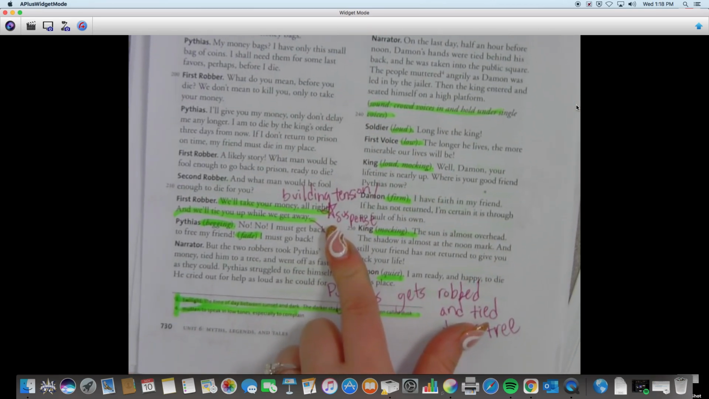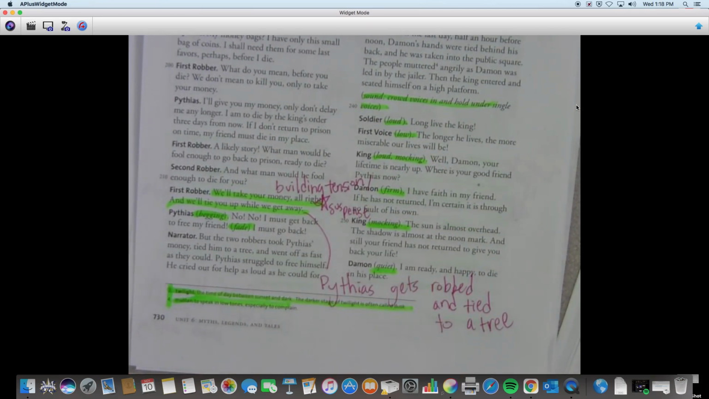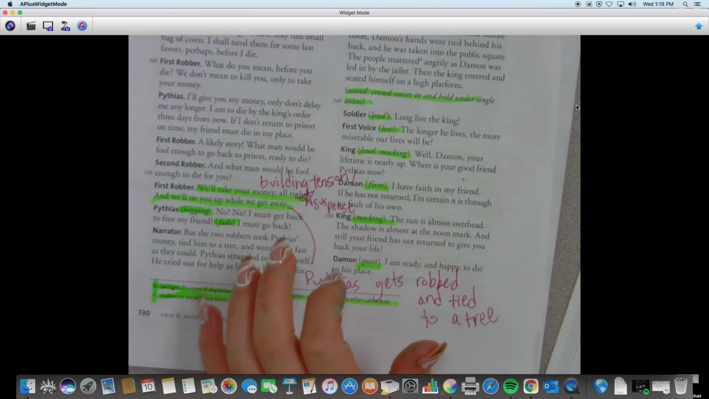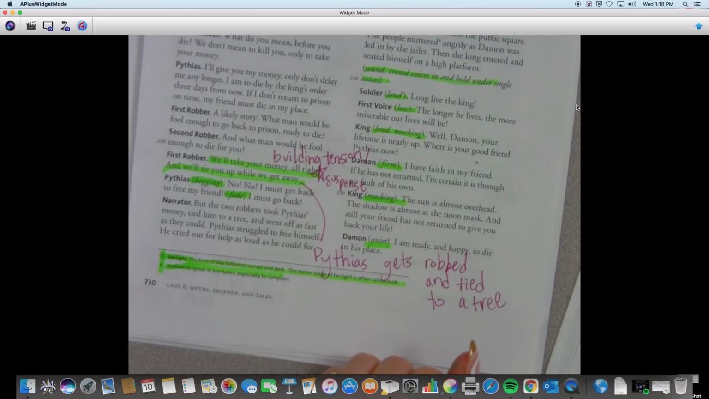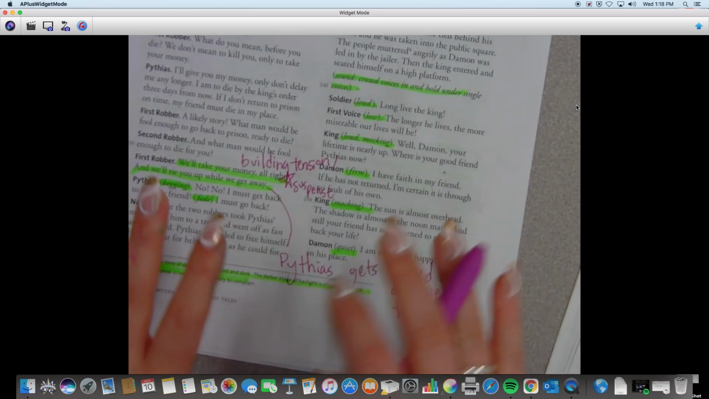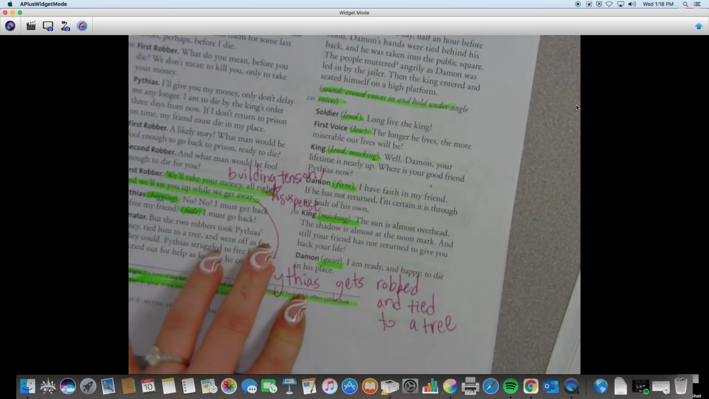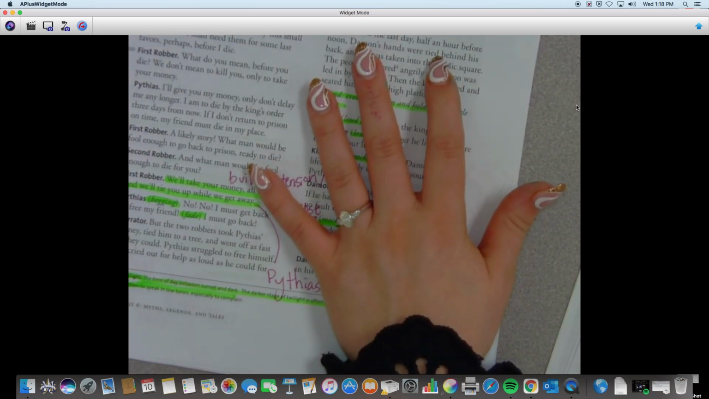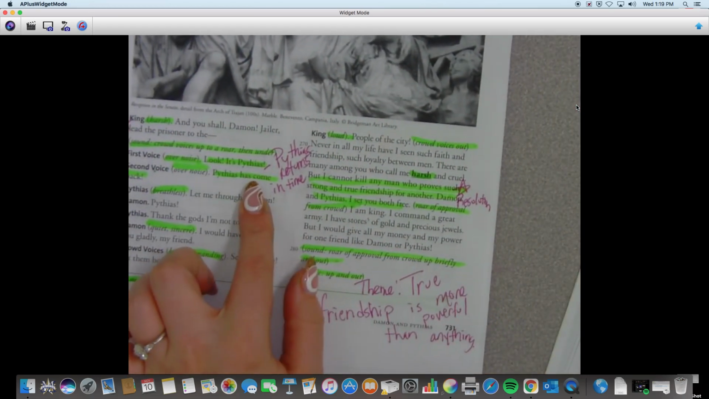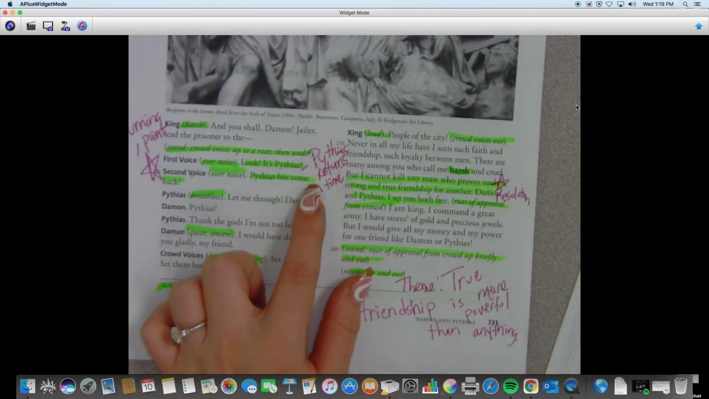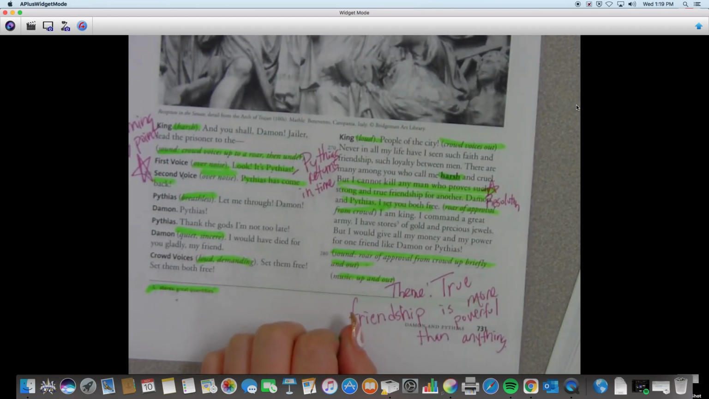However, we have an important part as well of our plot where he gets tied up and robbed. I don't know if this is something we need to include in a summary. We could just say maybe that he encounters a lot of problems trying to get back. But we know he gets robbed, and that hinders him or stops him from coming back until the very end, which is our turning point right here: Pythias does return in time, right before Damon is going to be executed.